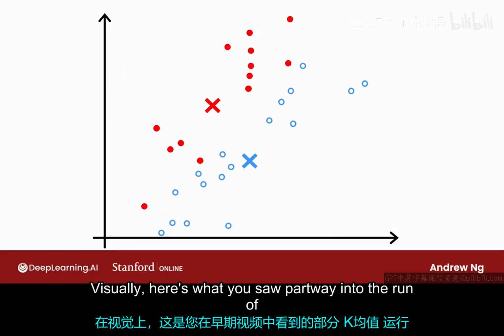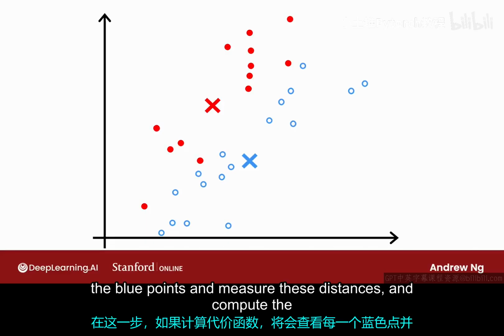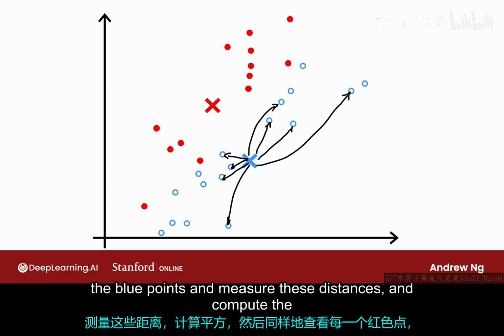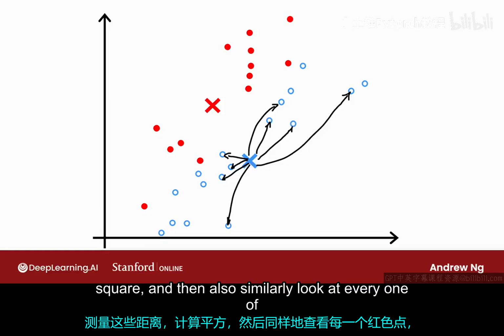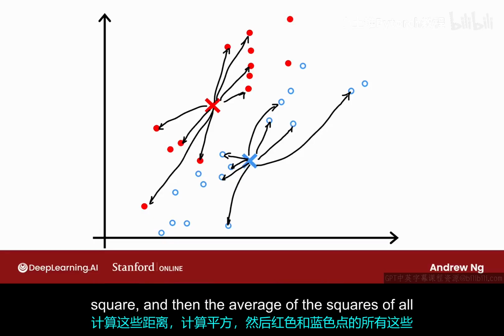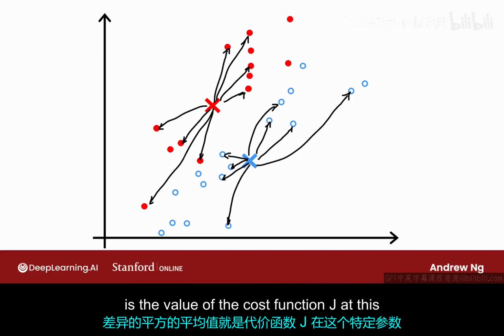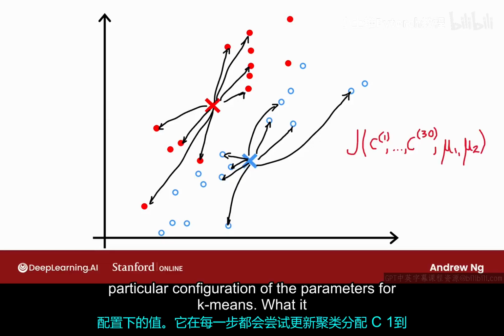Visually, here's what you saw partway into the run of k-means in an earlier video. And at this step, the cost function, if you were to compute it, would be to look at every one of the blue points and measure these distances and compute the square. And then also similarly look at every one of the red points and compute these distances and compute the square. And then the average of the squares of all of these differences for the red and the blue points is the value of the cost function J at this particular configuration of the parameters for k-means.